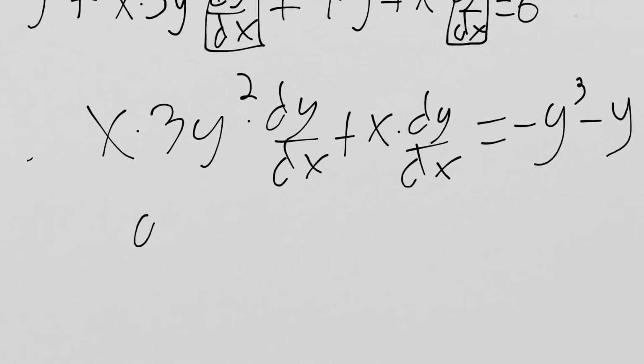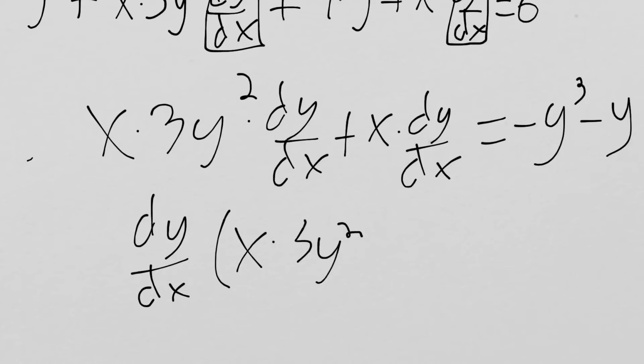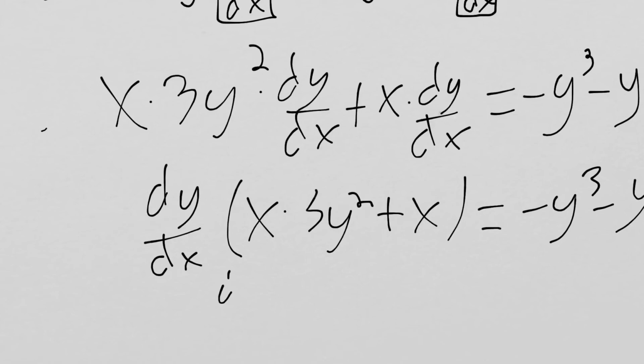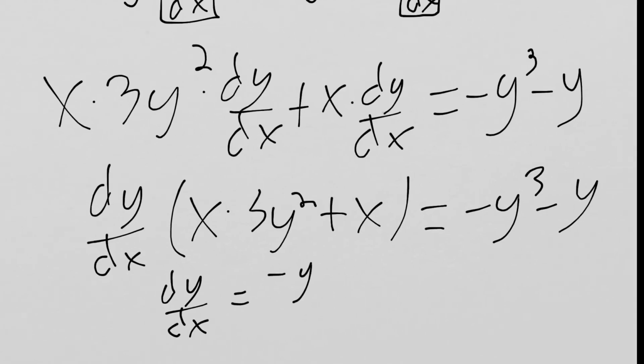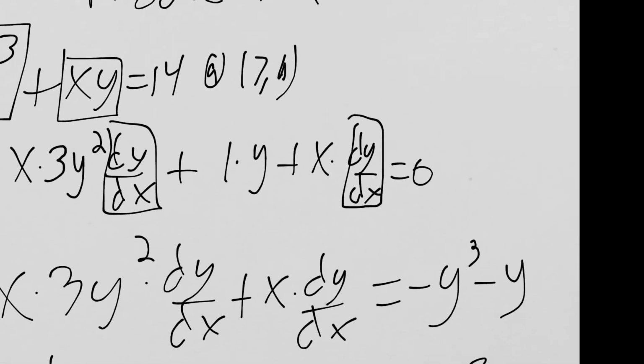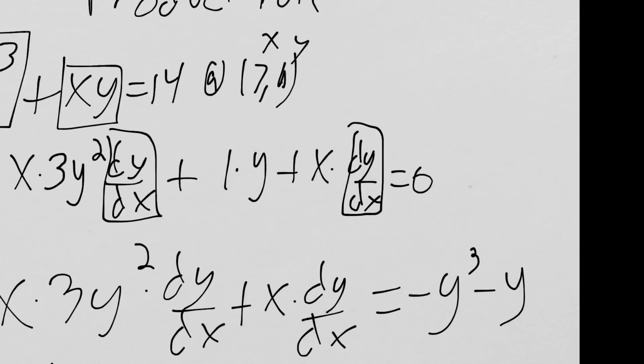Okay, we can now factor out our dy/dx. x times 3y squared plus x, right? And then that's just equal to negative y cubed minus y still. And now we just need to divide that piece over. So we get dy/dx equals negative y cubed minus y over, we'll move the 3 out front, 3x y squared plus x. So then this is going to be at x equals 7 and y equals 1.